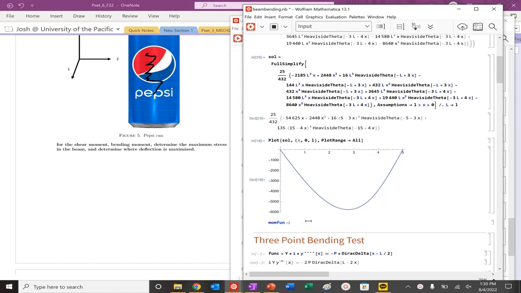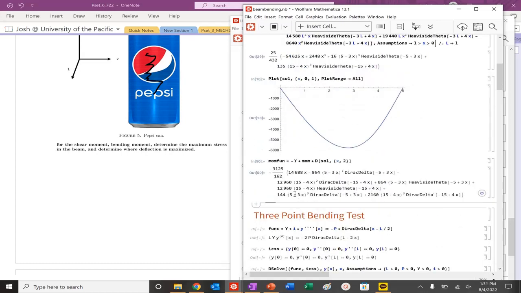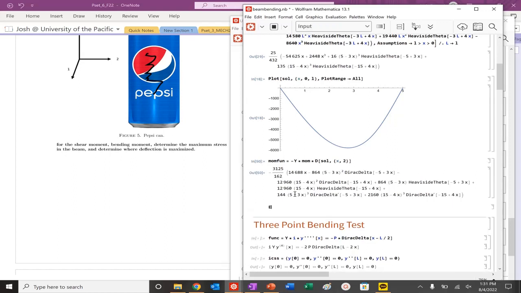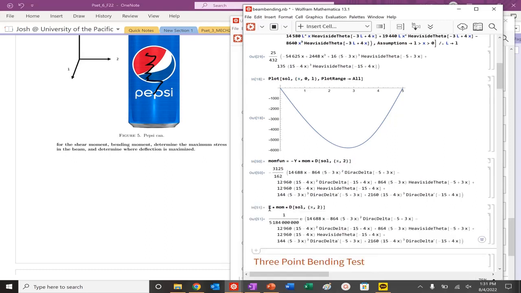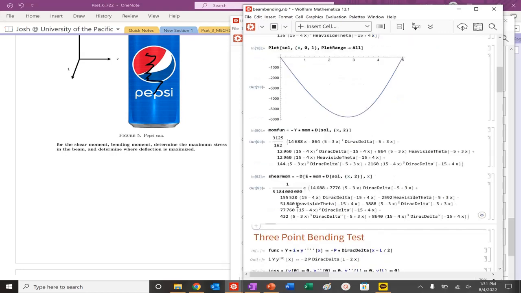function is going to be equal to minus E times I times the second derivative of basically our solution, x second power. So this is our moment function here, and for our other function here, we're going to have to do E times I times basically this same derivative here, and then we're going to take the derivative of this function as well, and then we're going to do minus, so this is shear moment equals this. So that's our shear moment as well. What a lovely function that is. But anyways, we will get to that.